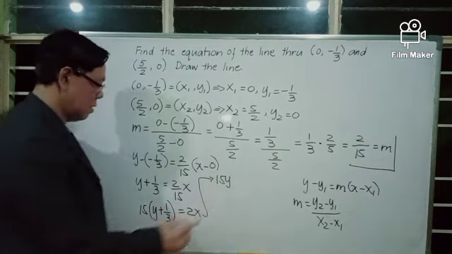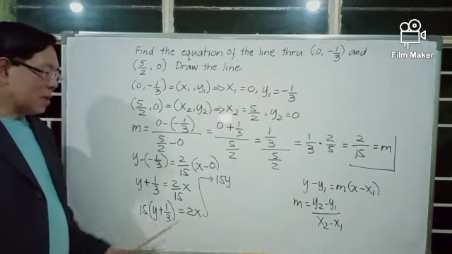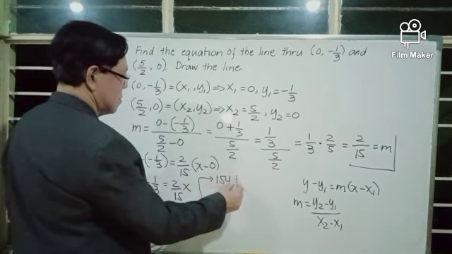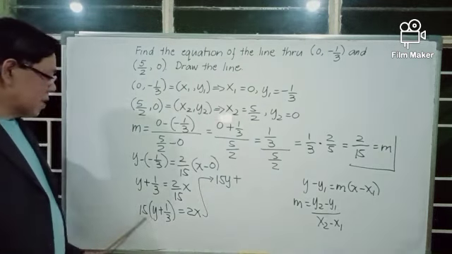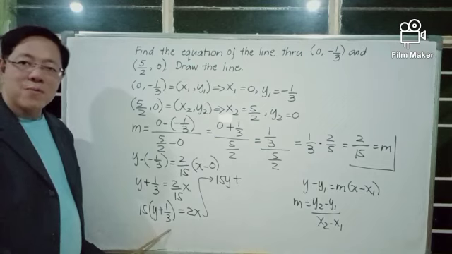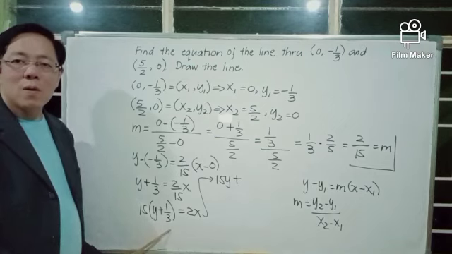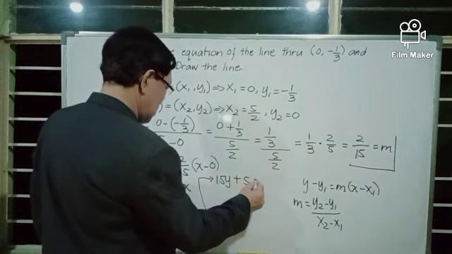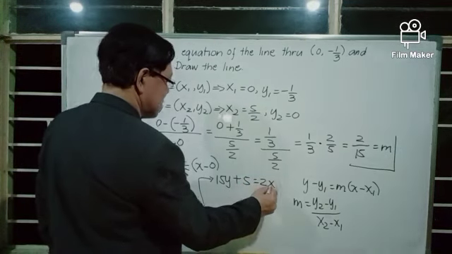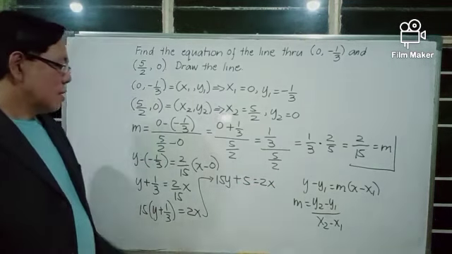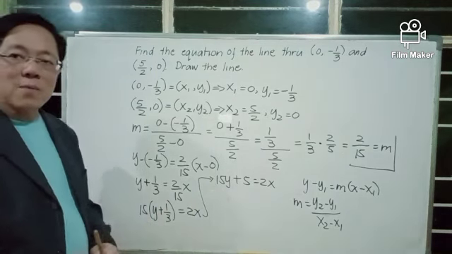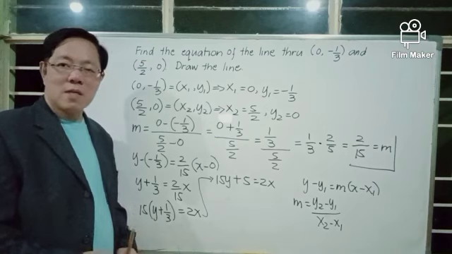15y. 15 multiplied by y is 15y, plus 15 multiplied by 1/3 is 15/3, or that's 5, equals 2x. Again, to write this in standard form, one side of the equation must be 0.